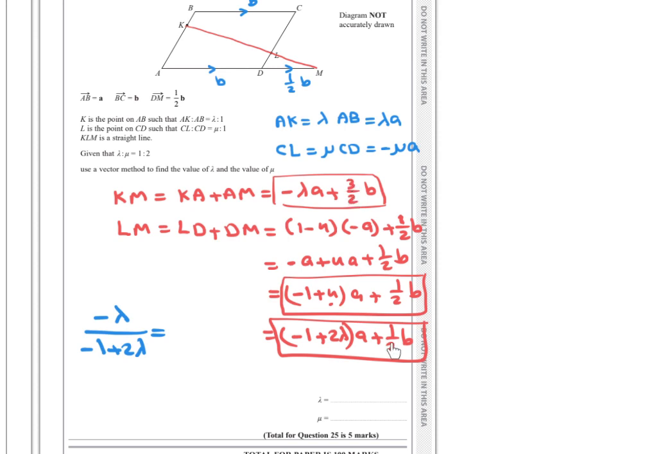3/2 divided by half with your calculator equals 3. So this means 3 over 1. It's easier. Now cross multiply. So negative lambda equals negative 3 plus 6 lambda. Transpose negative lambda to the other side. So 7 lambda equals 3. So lambda equals 3/7. And mu is double, so 6/7.